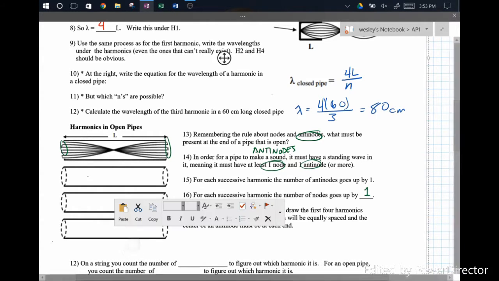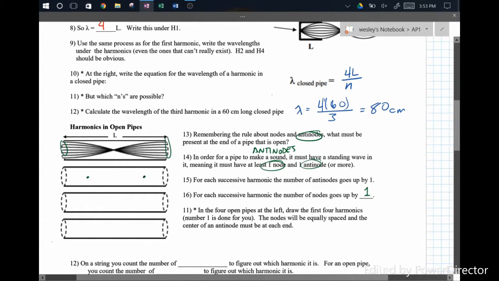I've got one node. I'm going to move on to having 2 nodes. That's the next time I can fit a shape in that has an antinode on both ends. Now I'm going to have 3 nodes, and that gives me 1, 2 antinodes, 1, 2, 3 antinodes, 1, 2, 3, 4 antinodes, and then the last one, adding an additional node. Here the number of nodes is telling me my harmonic.